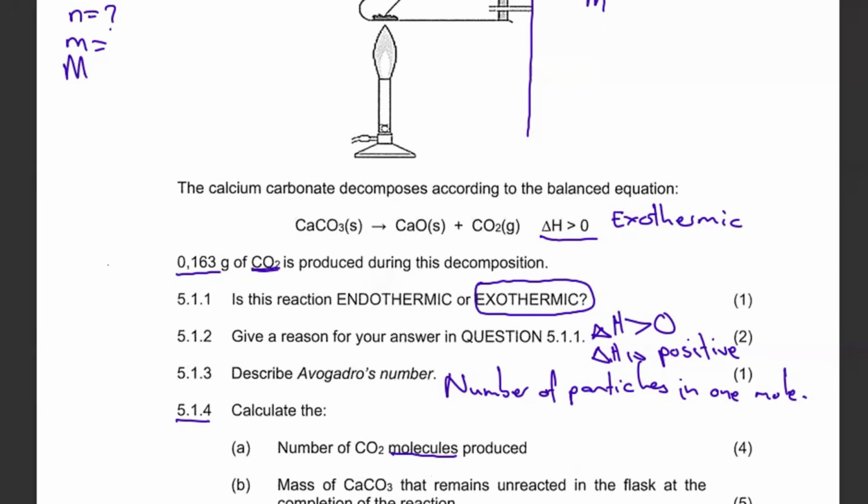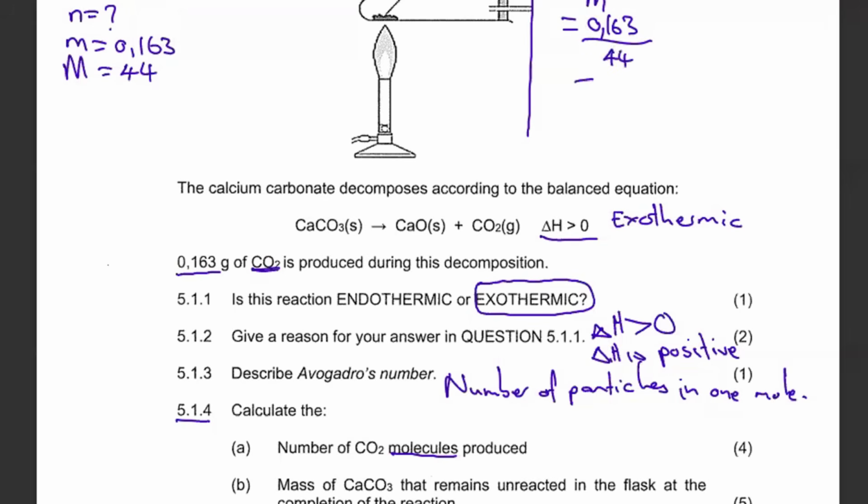The molar mass for this one is going to be 44, because carbon has a mass of 12, then oxygen 16 plus 16 is 32, which gives 44. Therefore, we can substitute into our formula. n is equivalent to the mass, 0.163, all over the molar mass, 44.